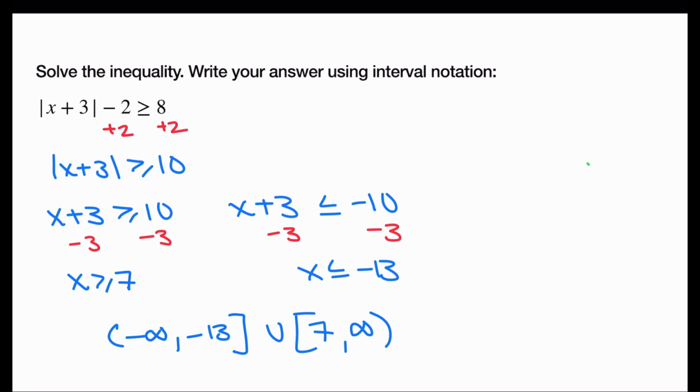All right, that was my last example. The other two cases, just to remind you, if you have absolute value bigger than a negative, you don't have to do any work. Your answer is all real numbers. If you have absolute value less than a negative, your answer is no solution. That one's not possible.